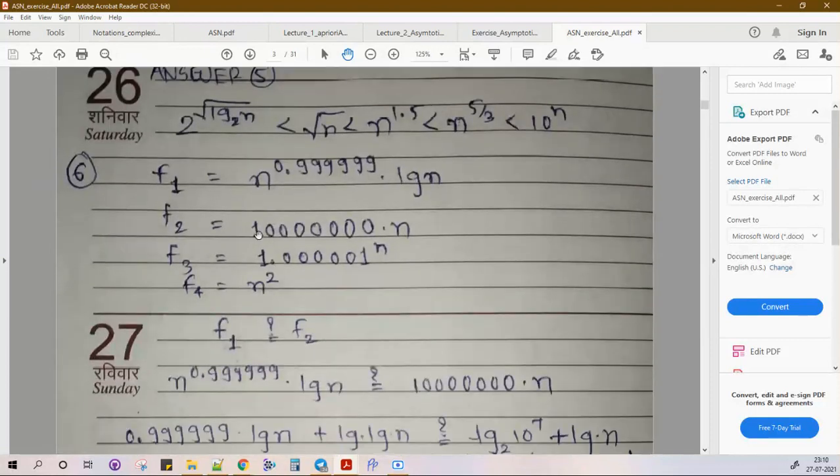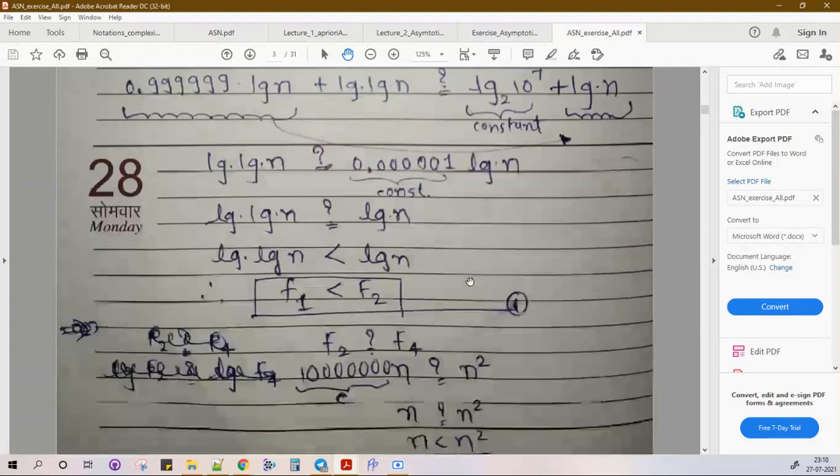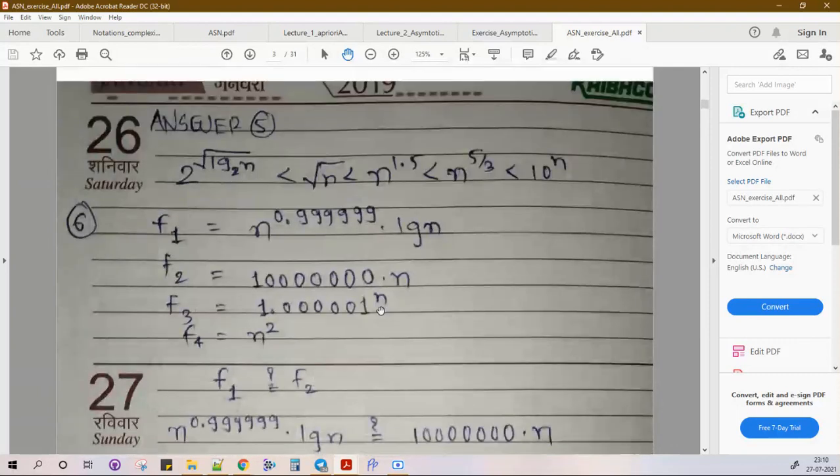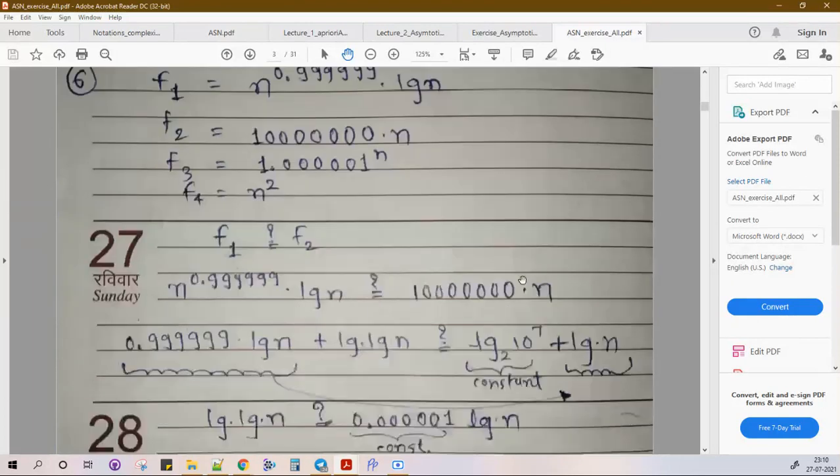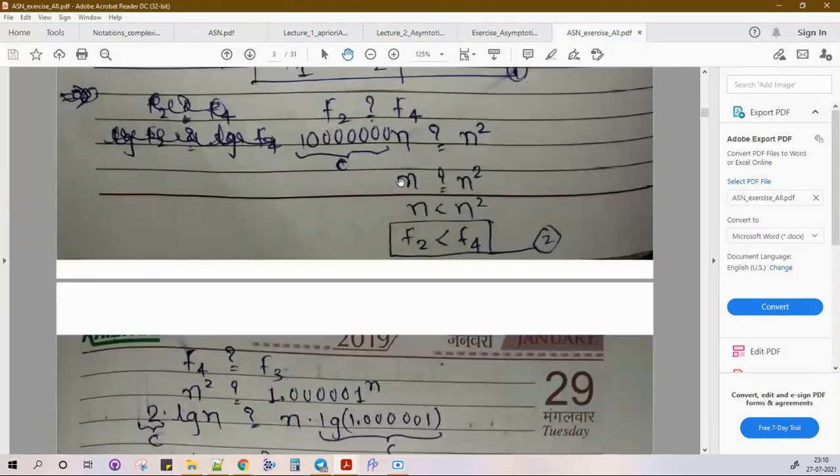Let's compare F2 and F4 now, because F3 is already 1.001 to the power n, it is already exponential, right? So if I compare F2 and F4, F2 is 10,000 and this is n square, so this constant you can remove, correct? So n is less than n square, or you can even cancel n also. So this is constant time and this is n time, linear time, so F2 is less than F4, right?